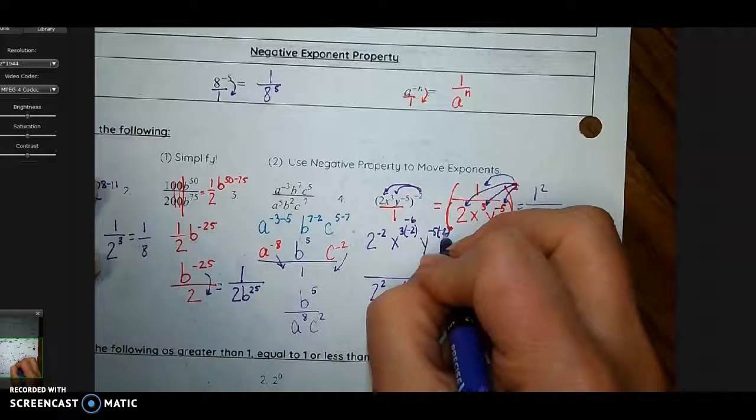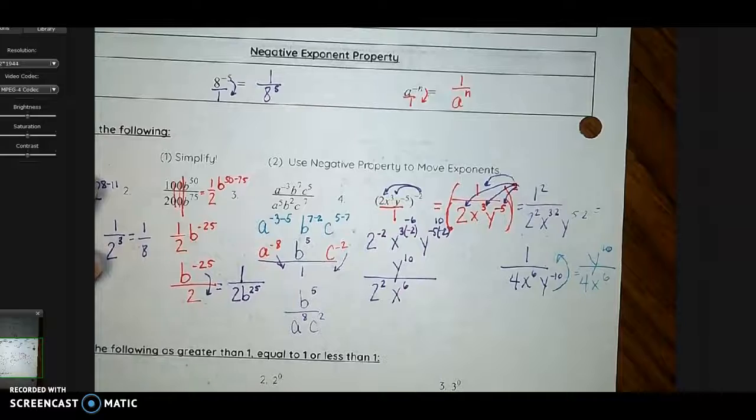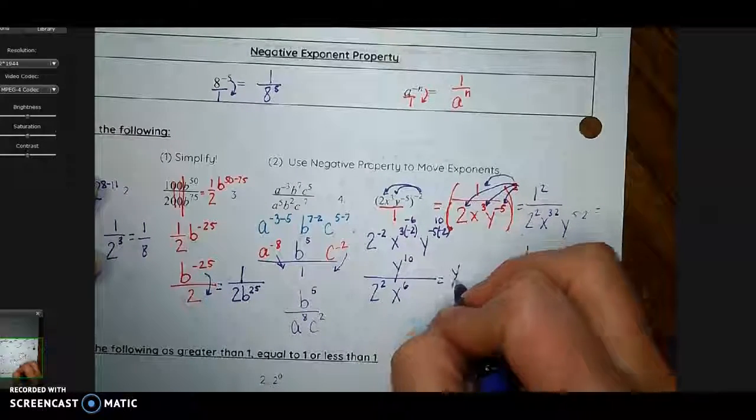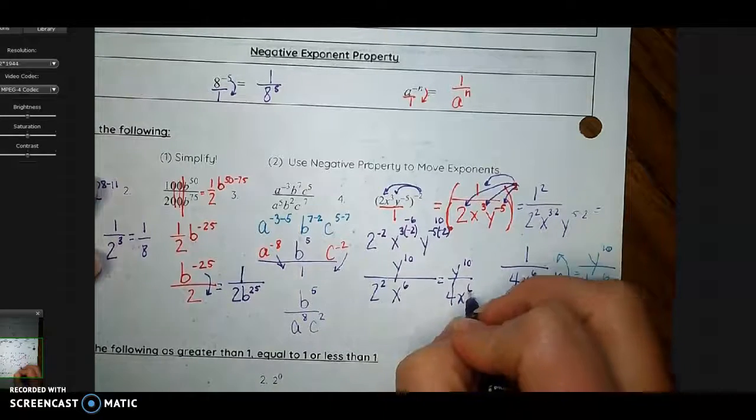Now, negative 5 times negative 2 is actually going to give me a positive 10. And so it will stay up there. And then the only thing I would have left would be to do that 2 squared, so I'd have y to the 10th over 4 times x to the 6th.